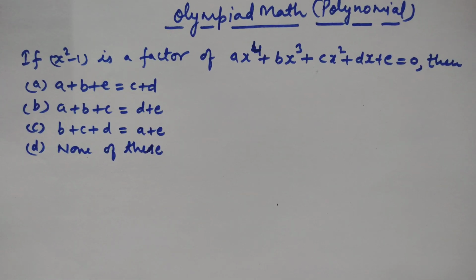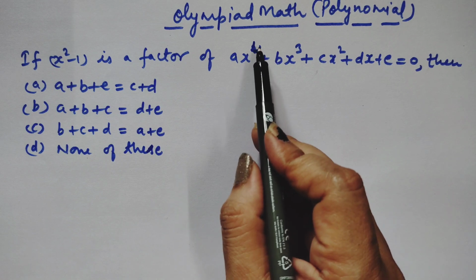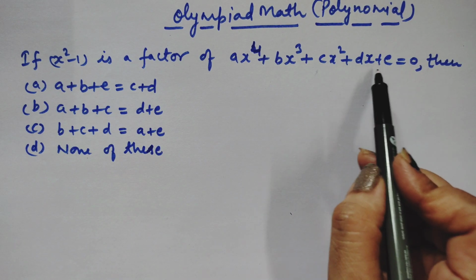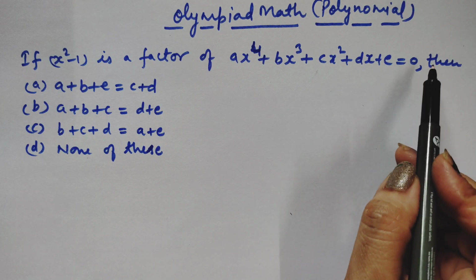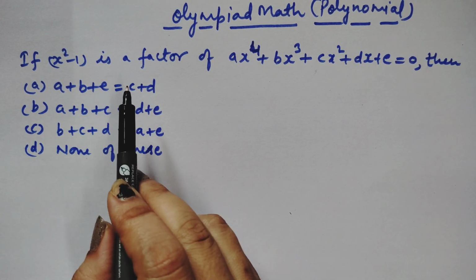Today we are going to do an Olympiad math polynomial question. You can see here, if x²-1 is a factor of ax⁴ plus bx³ plus cx² plus dx plus e equal to 0, then there are four options. Which option is correct for this question?